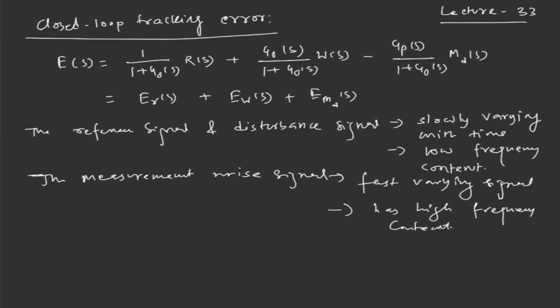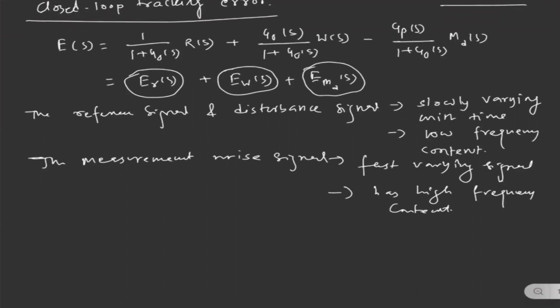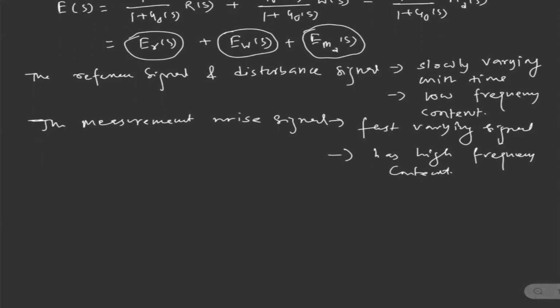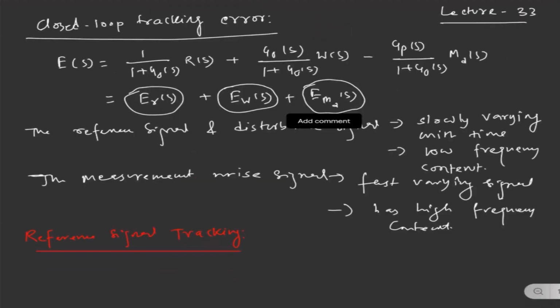Now we'll look step by step at how we can reduce the tracking error with respect to the reference signal, the tracking error with respect to measurement noise, and the tracking error with respect to disturbance. So first, let's move with the reference signal tracking. This is equation number 1.